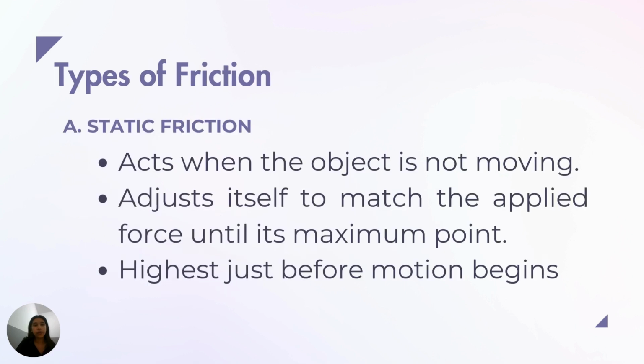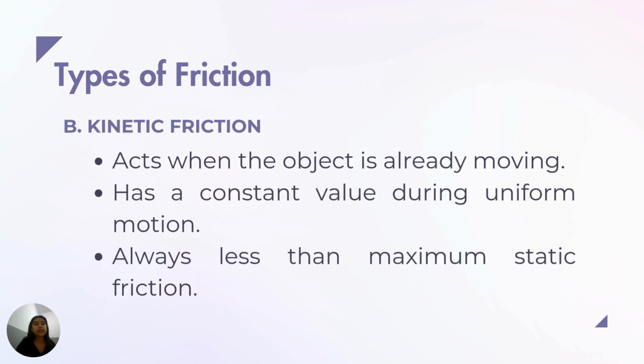Okay, now we move to the types of friction. A is static friction, which acts when the object is not moving. It adjusts itself to match the applied force until its maximum point, and the last is it is highest just before motion begins. Next, B is kinetic friction, where the object is already moving. It has a constant value during uniform motion and is always less than maximum static friction.